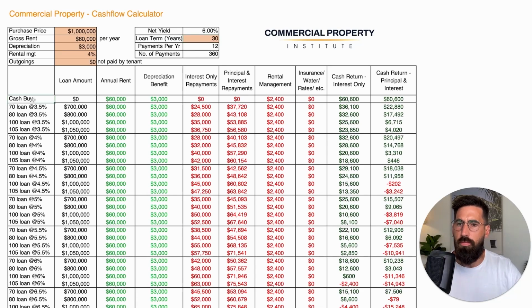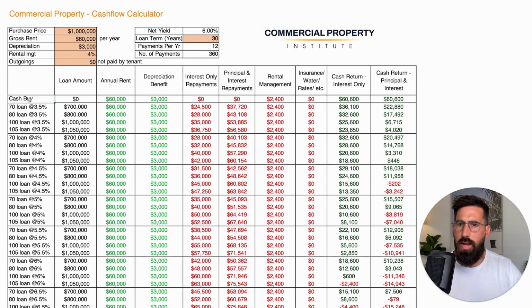Now, let's have a look at the first line of cash buying. This is if you went out and bought the $1 million commercial property with zero loans on the property, so paid it in cash. So you'd generally be receiving $60,000 rent and then getting $3,000 back at tax time. Because you don't have any mortgage repayments, there's zero repayments to the lenders.